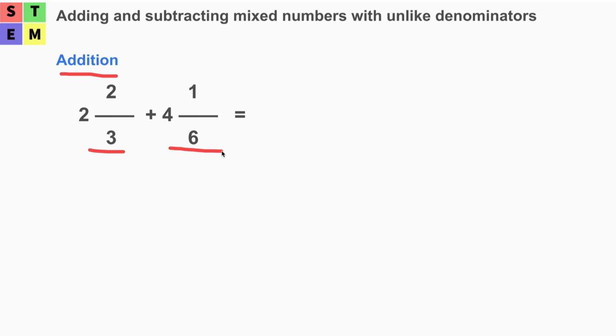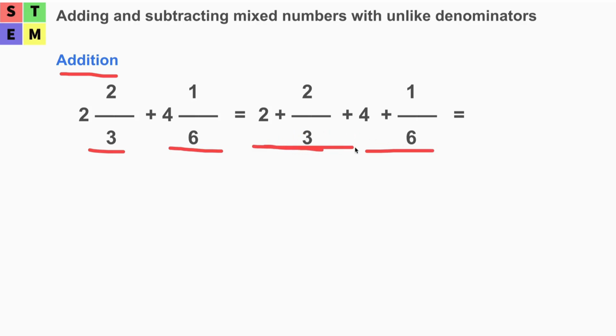First, 2 and 2 over 3 equals what? 2 plus 2 over 3, right? And 4 and 1 over 6 equals 4 plus 1 over 6, right? And then we got this whole equation here.